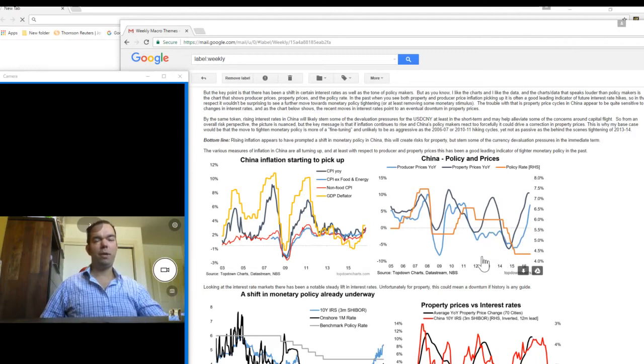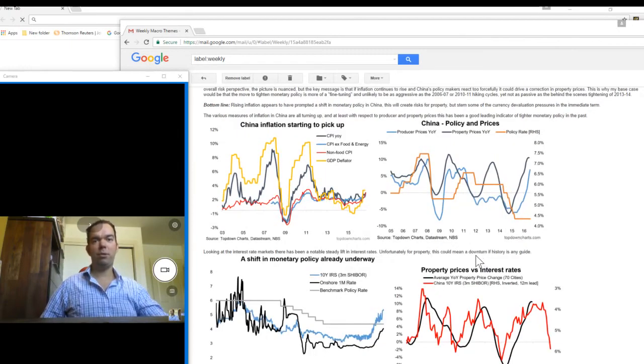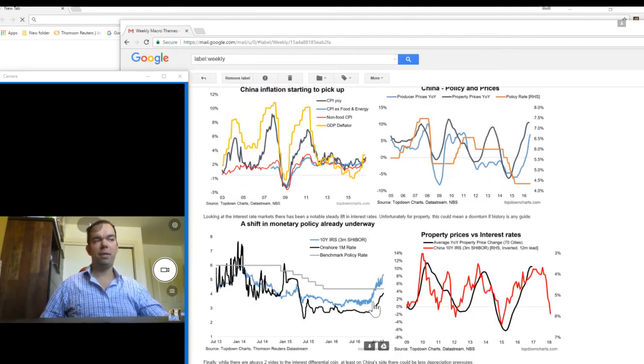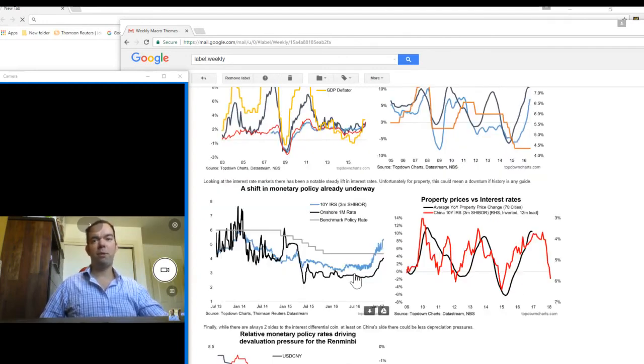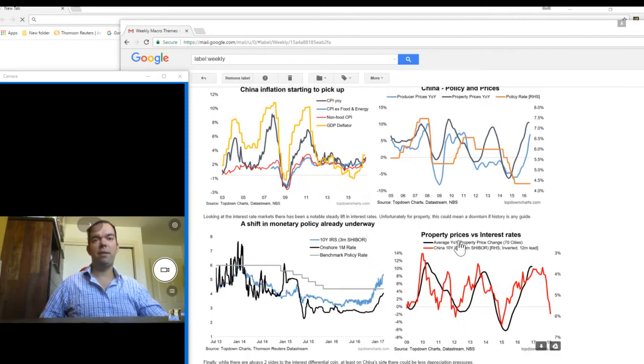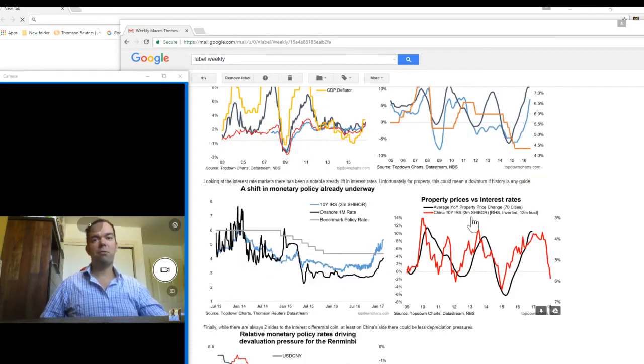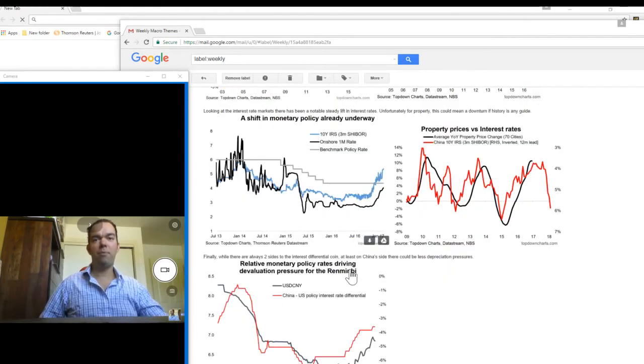So I think we're going to see a mild hiking cycle in China. We're already seeing it there, whether or not it actually flows through into the official benchmark rate. Some of that is that inflation's starting to rise in China, and the policymakers are reacting as you probably would expect them to. And that's going to create potential risks for the property market if they do too much.